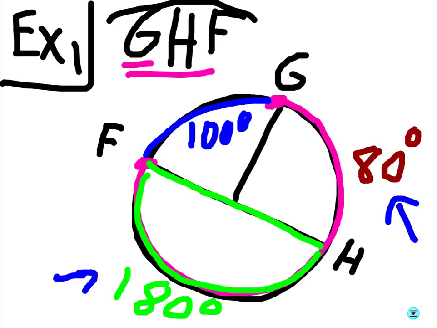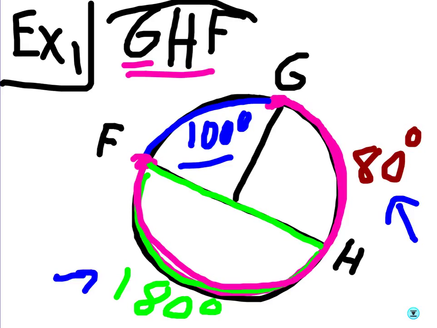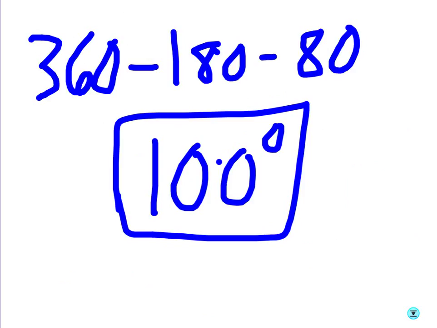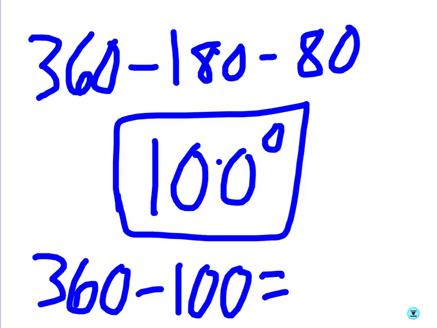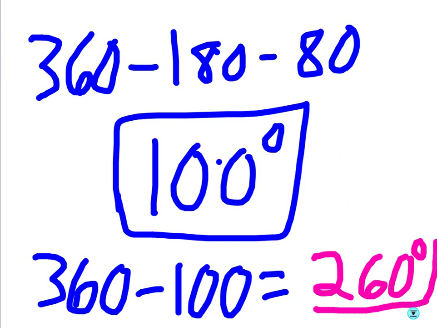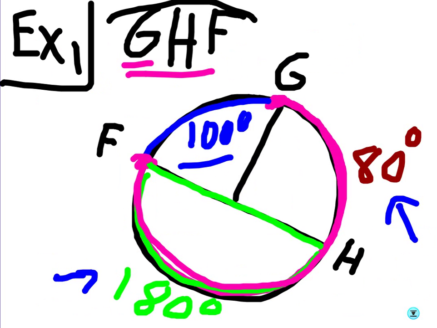It's asking, and I'll redraw this, for this angle. Okay? Now that we've got everything filled in, how can we figure out GHF? Well, if I know that this little angle right here is 100, right? And that plus the angle we're trying to solve for equals 360, I can just take 360 and subtract 100. It'll give me that pink angle. That's what we're going to do. So 360 minus 100 equals 260 degrees. That's going to be our answer. And again, that is GHF.